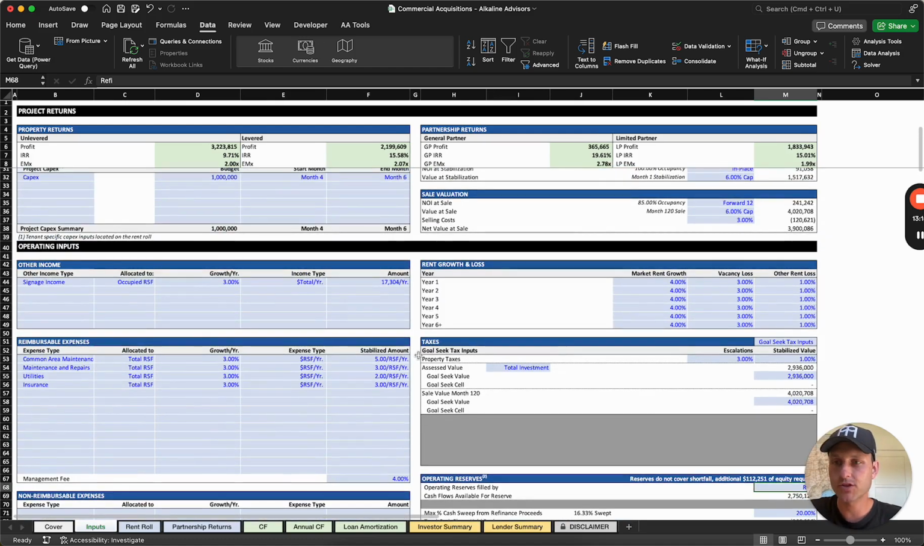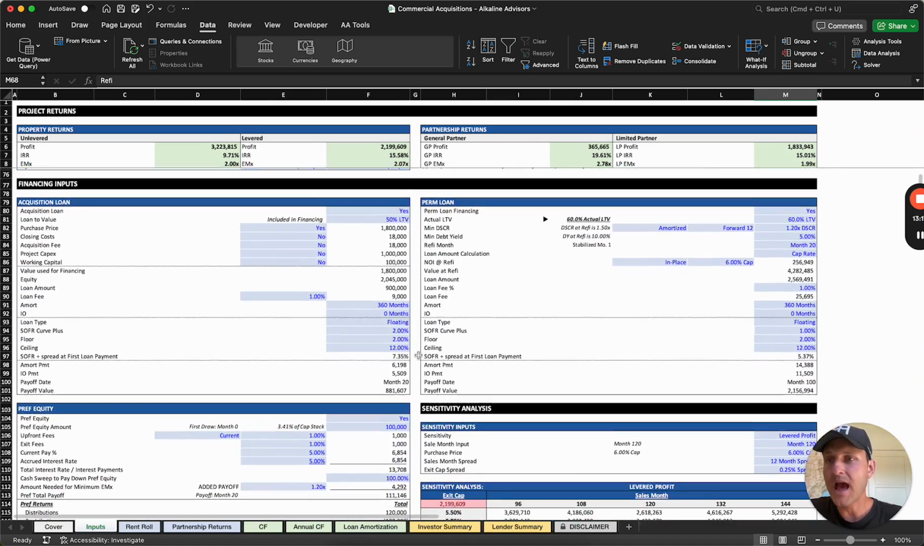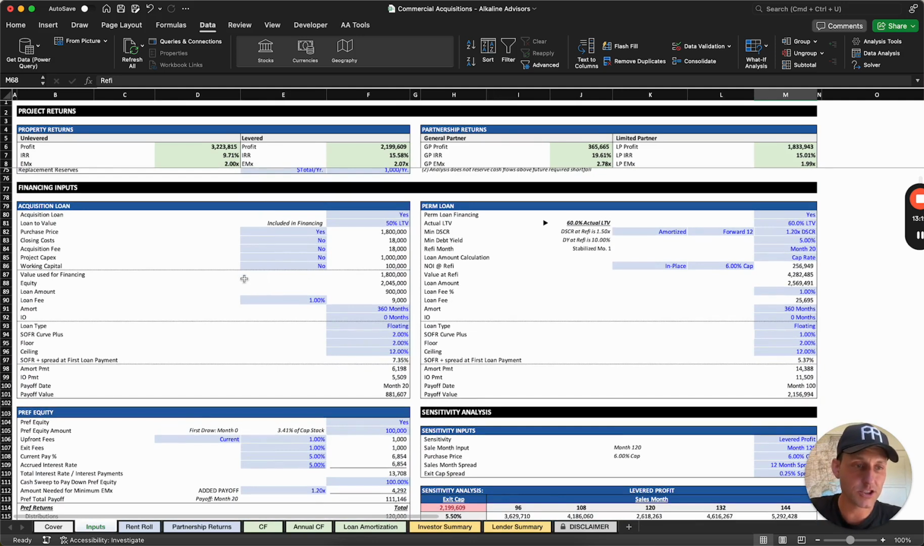So that just covers the operating input section. Now we'll go down to the financing input section. This is where we are going to talk about the capital stack.